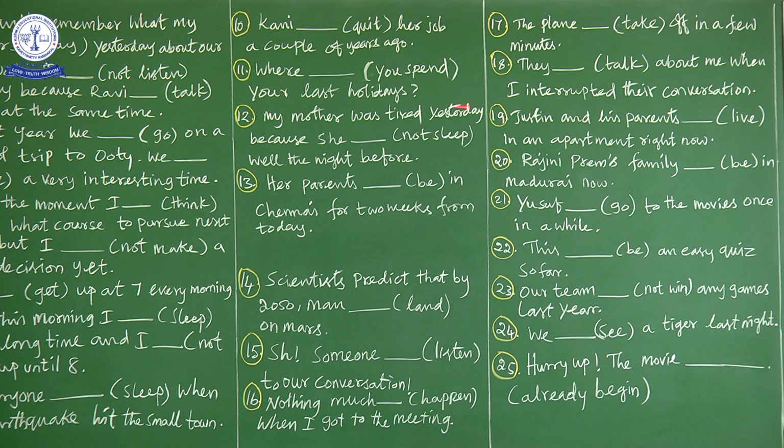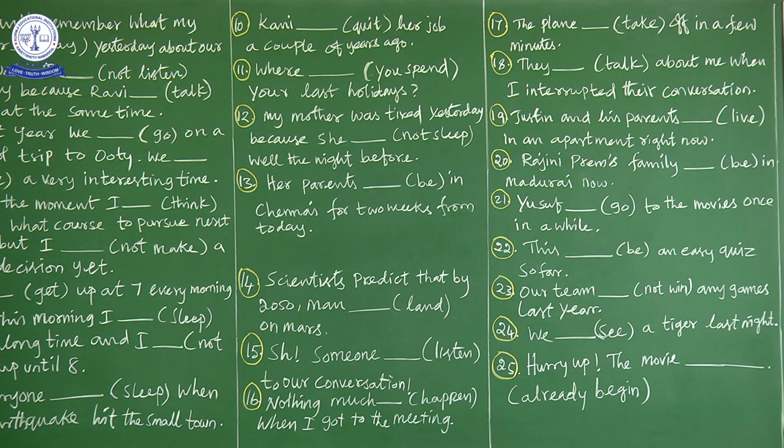Where dash you spend your last holiday? So what is the keyword here? Last holidays is a keyword. This refers to simple past tense. Okay. So here, where, you is the subject, and this spend we have to change into simple past tense. What is the past tense of spend? Spend, spent, spent. Okay. So the answer is, we have to change this spend into the past form.